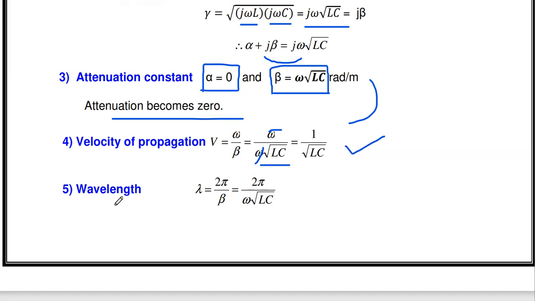Okay, then the next one, wavelength. What is wavelength? Wavelength lambda equal to, the formula is 2 pi by beta. So substitute the beta value here, omega square root of LC. So lambda equal to 2 pi divided by omega into root LC. Okay, so these are all the line constants for zero dissipation line.